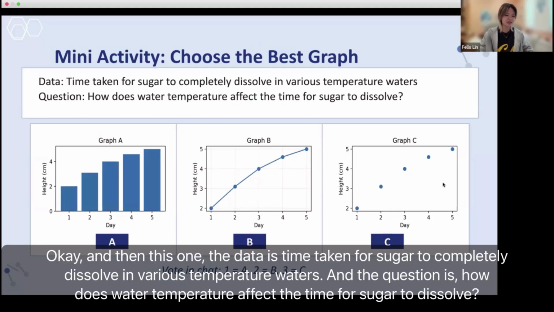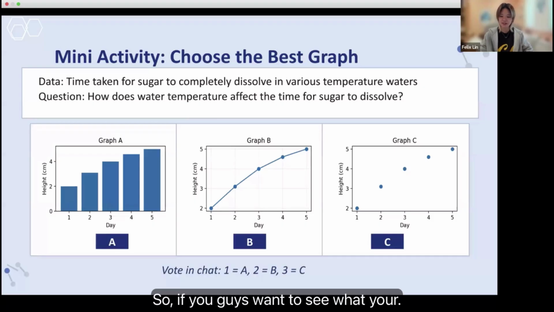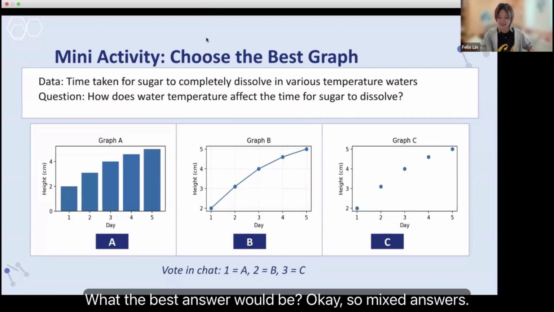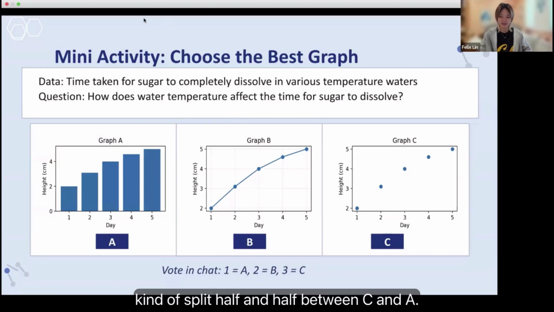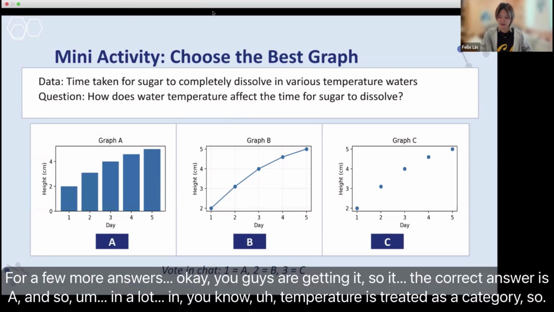Okay, and then this one, the data is time taken for sugar to completely dissolve in various temperature waters. And the question is, how does water temperature affect the time for sugar to dissolve? So if you guys want to see what the best answer would be. Okay, some mixed answers. Kind of split half and half between C and A. Wait for a few more answers. Okay, you guys are getting it. So the correct answer is A.